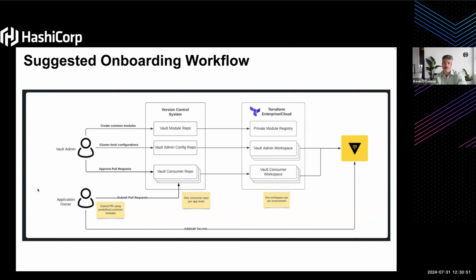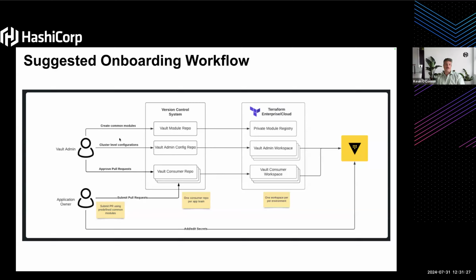So basically aligning with what we talked about before with the platform team and your producer consumer model, where the admins are responsible for Vault cluster level configs, maybe setting up audit logs, mounting auth methods and secrets engines and what have you. They're also going to be creating common Terraform modules for application owners to consume as part of those golden workflows we've talked about. And they'll also be approving pull requests coming from the app teams in the Vault consumer repositories, right? Git repositories.